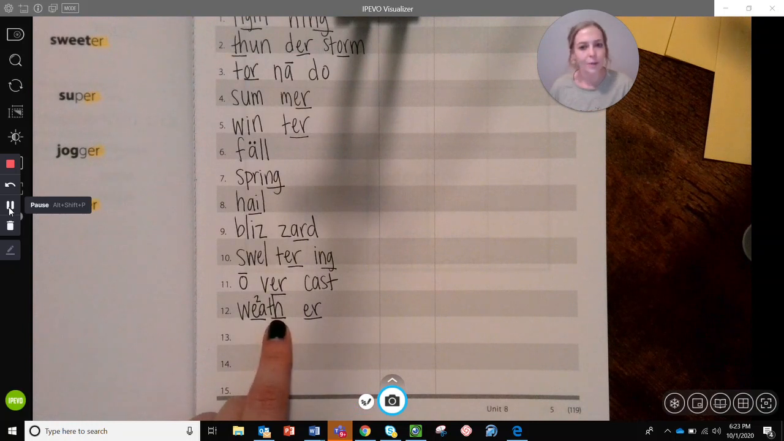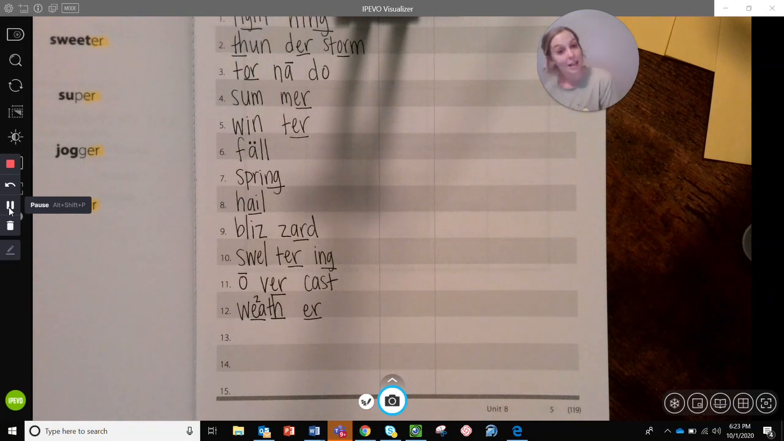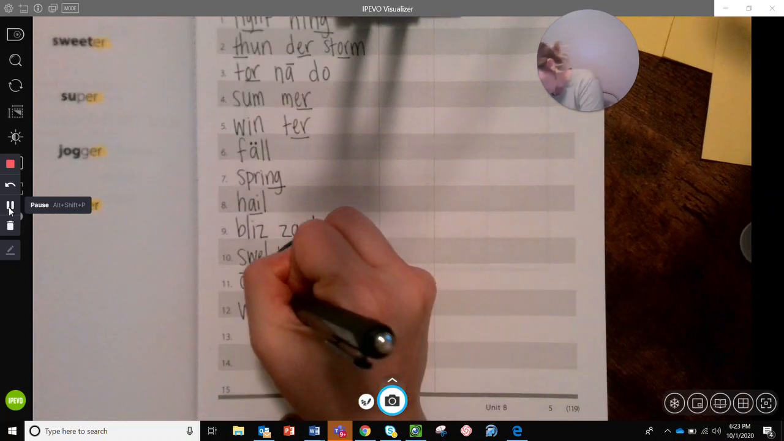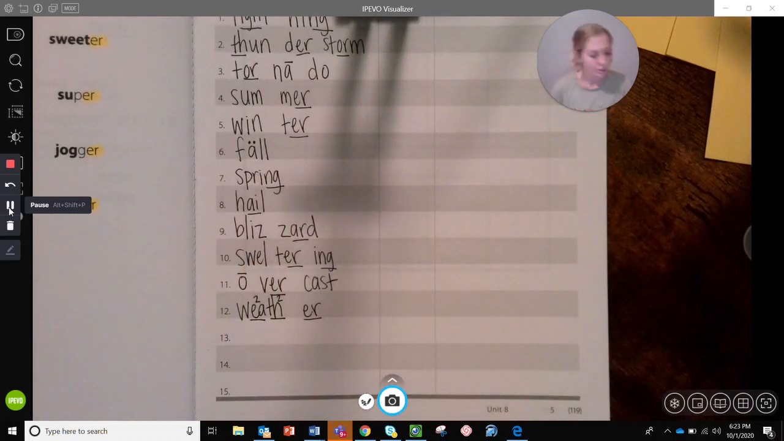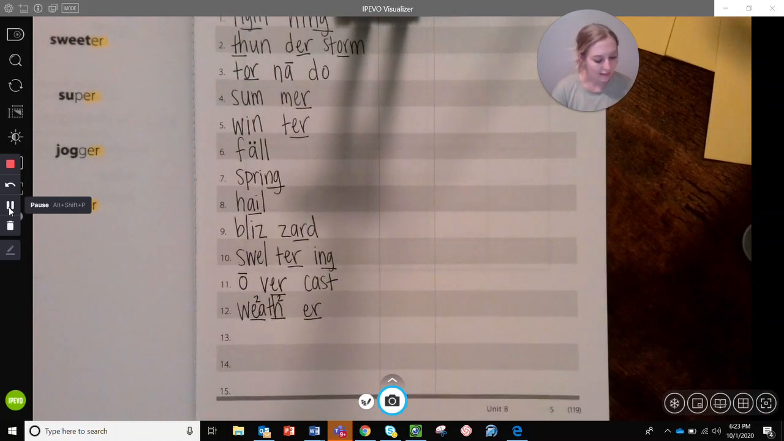And then also, for TH, which sound is that making for weather? Is it making the first sound or the second sound? It's making the second sound. So again, we're going to put the 2 over the TH so we know that it's making that second sound. And then we already underlined. Good job.